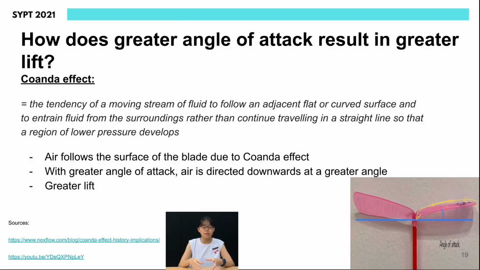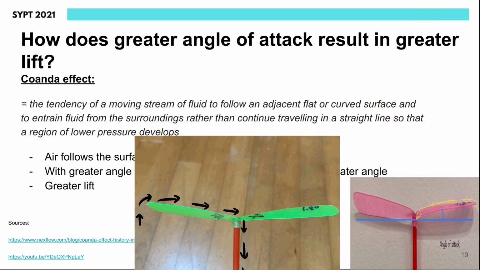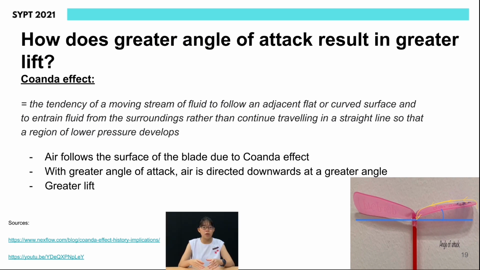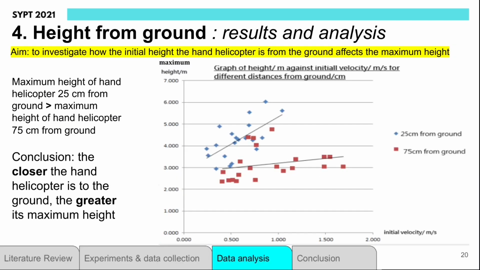This involves the Coanda effect. It is defined as the tendency of a moving stream of fluid to follow an adjacent flat or curved surface and to entrap fluid from the surroundings, rather than continuing to travel in a straight line. Air will follow the surface of the blade due to the Coanda effect. With a greater angle of attack, air is directed downwards to a greater extent, and using the same concept as explained earlier, it results in greater lift.